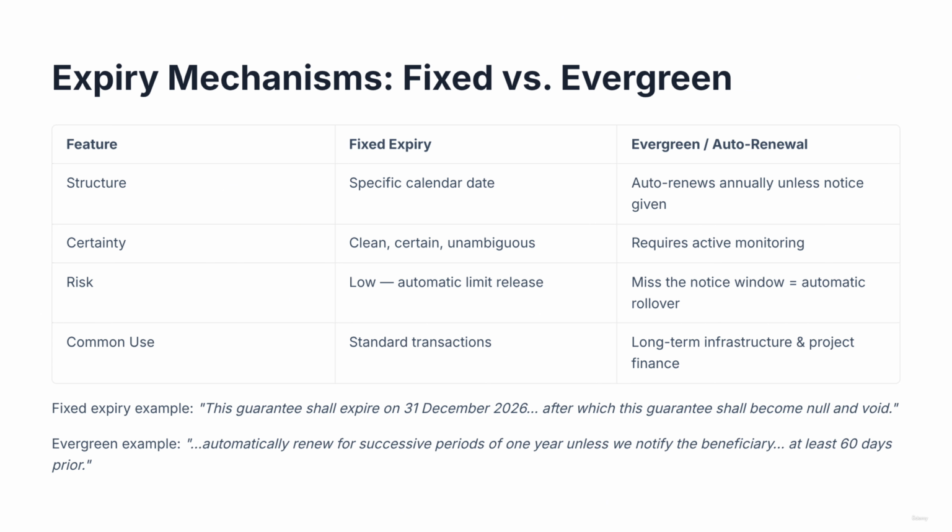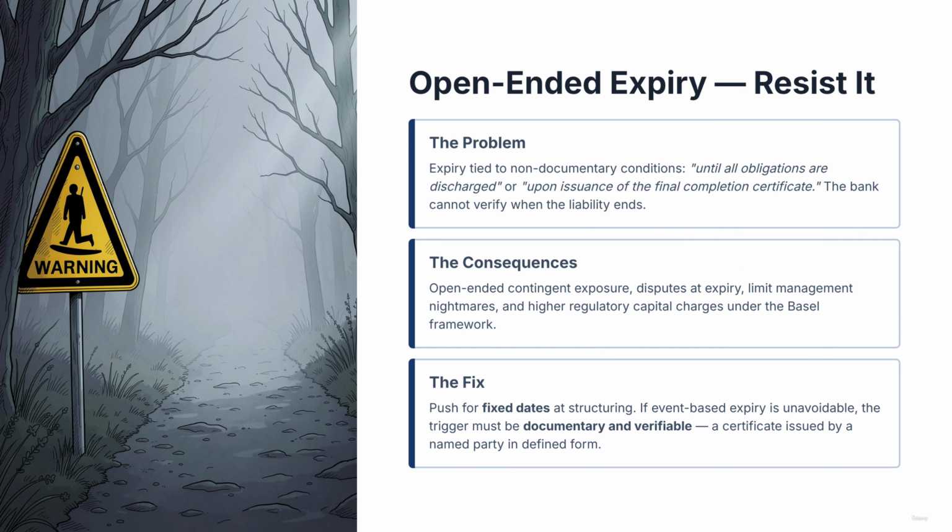The third structure is the open-ended or event-triggered expiry, and it is the most problematic. Here, the guarantee expires not on a fixed date, but upon the occurrence of a condition: until all obligations of the applicant under the underlying contract have been fully discharged, or upon issuance of the final completion certificate by the project engineer.